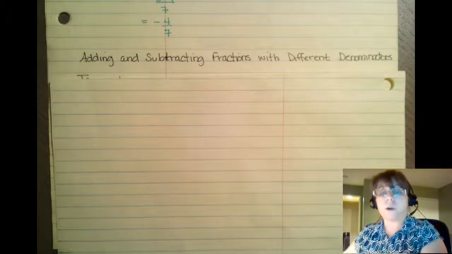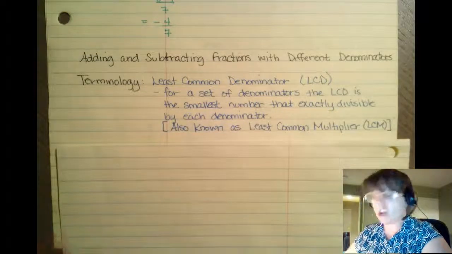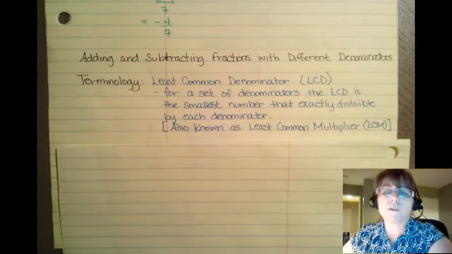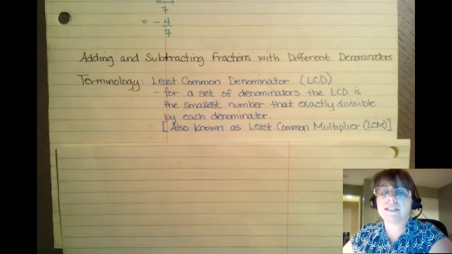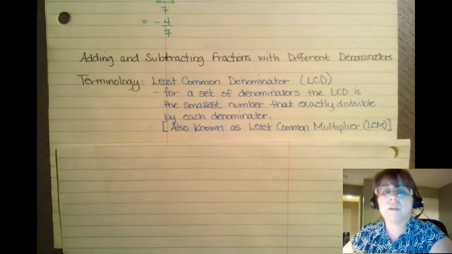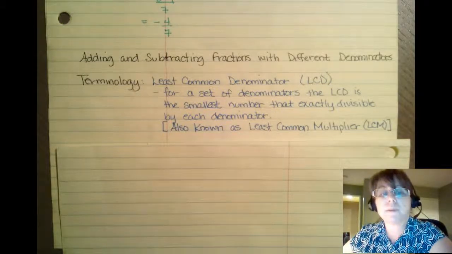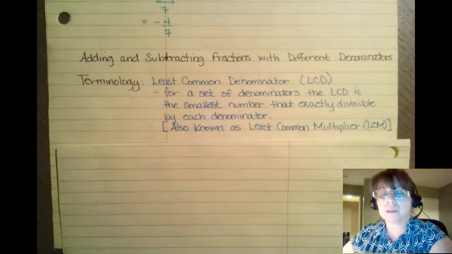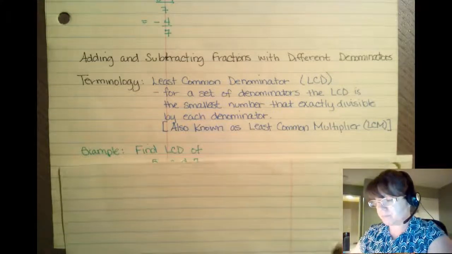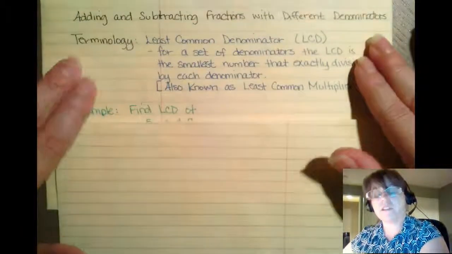So to work with the problem, we need to find the least common denominator. This is also called the least common multiple, so LCM or LCD. I'm going to stick with LCD for now. So the least common denominator for a set of denominators, the LCD, is the smallest number that is exactly divisible by each denominator. Let's see it in action.